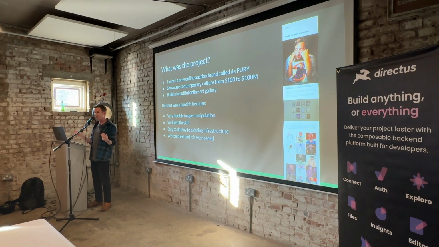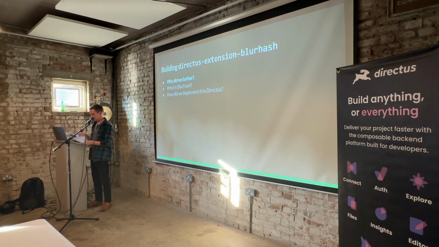It's easy to deploy. Pury had some existing infrastructure on Amazon Web Services. And so it's just a Node.js app. You can deploy it somewhere. It aligned nicely with that. And lastly, we knew that we could extend it, right? We felt comfort as we went into this project that if there's something that Directus can't do, we can at least write some JavaScript to make it do what we needed. And it turns out we did need it.